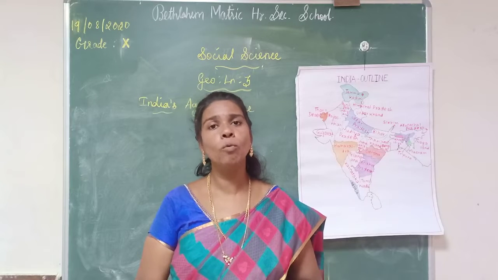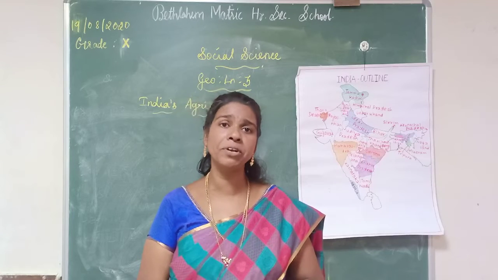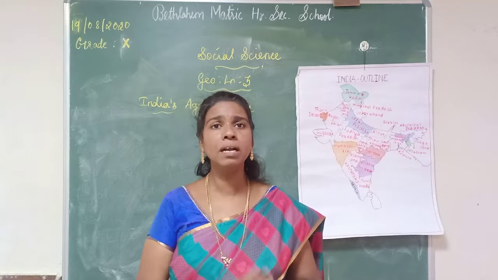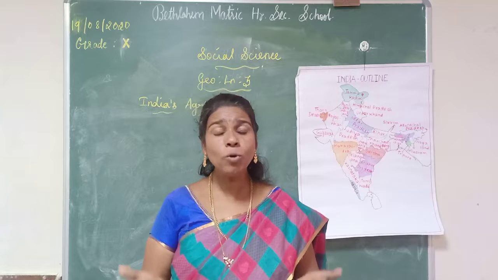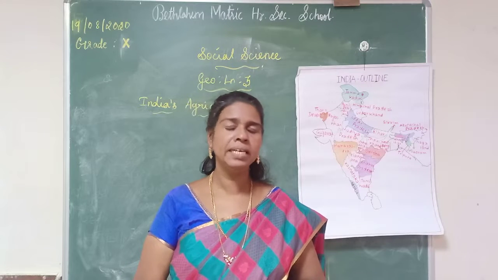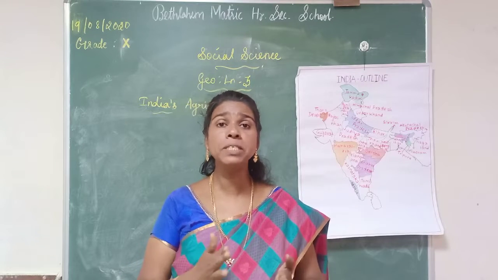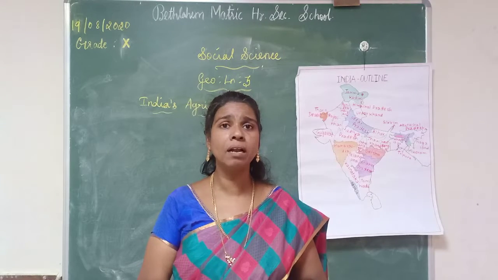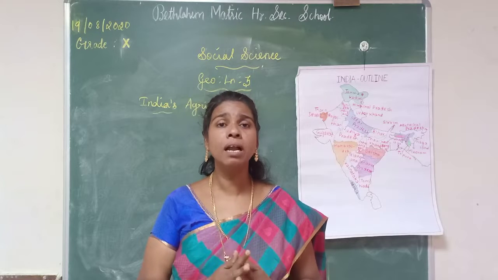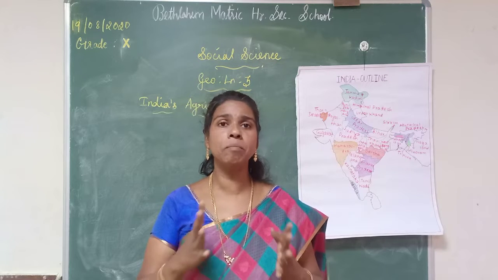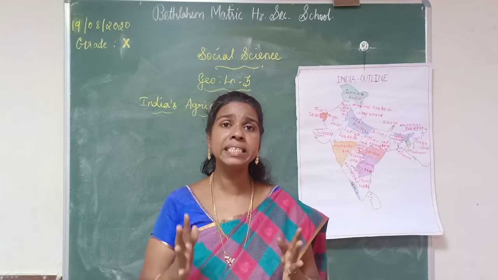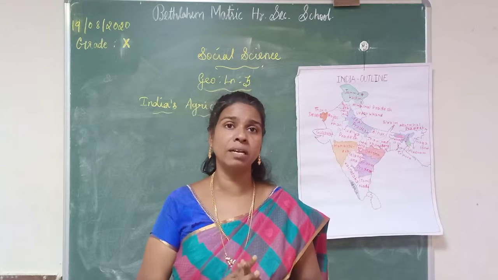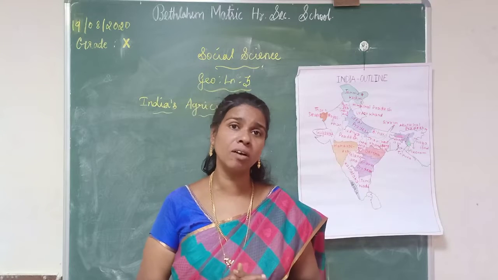From that lesson, what are the important points you learned? Do you remember? First, you learned about soil. What is soil? Soil is the uppermost layer of the land surface. Next you learned about different types of soil. What are the different types of soil? Alluvial soil, black soil, red soil, laterite soil, forest and mountain soil, arid and desert soil, saline and alkaline soil, peaty and mossy soil. These are the different types of soil.